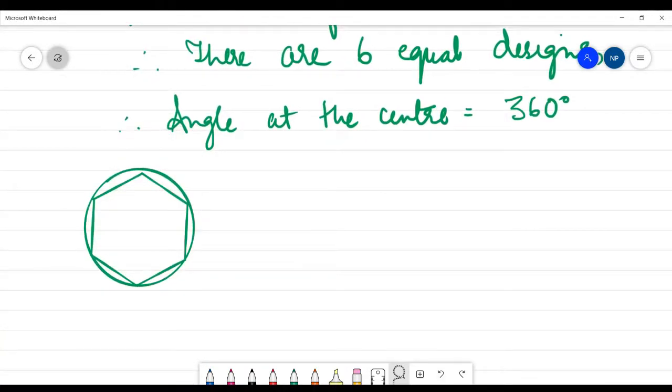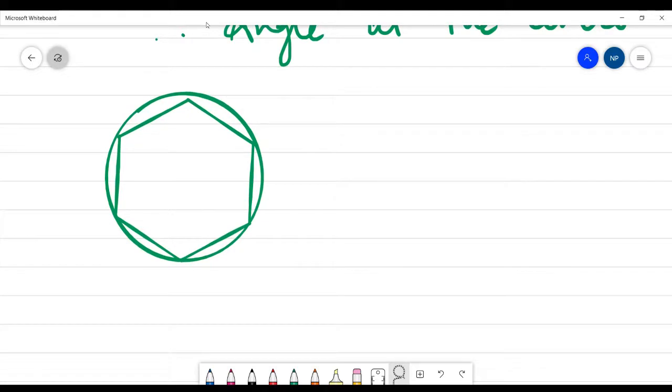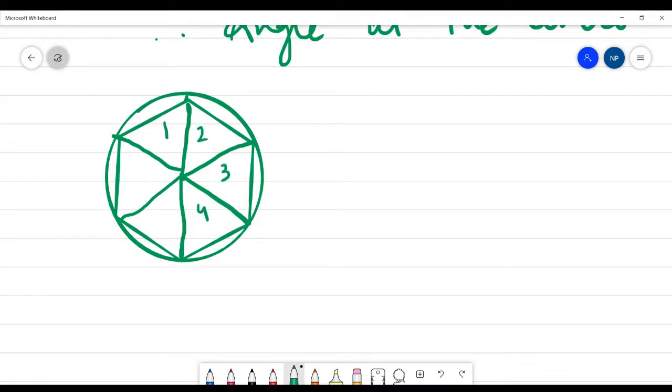Okay, if you will see this particular diagram, assume that it is joined. So here, if this is the center point and the radius is given as 28 centimeter, the whole is 360 degrees. How many parts is it getting divided into? It is getting divided into 6 parts.